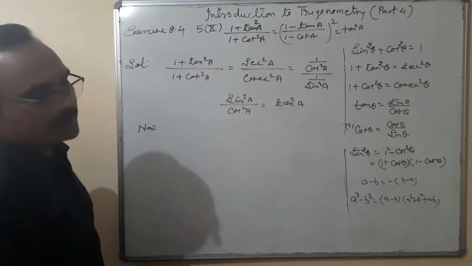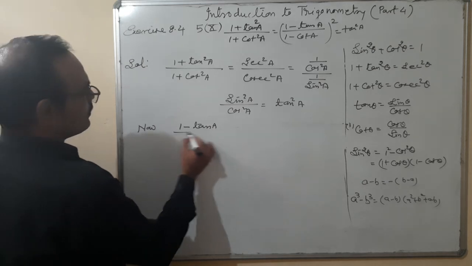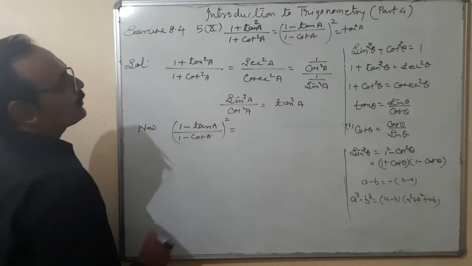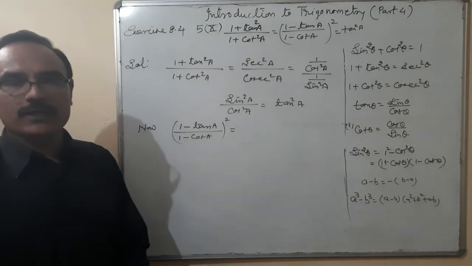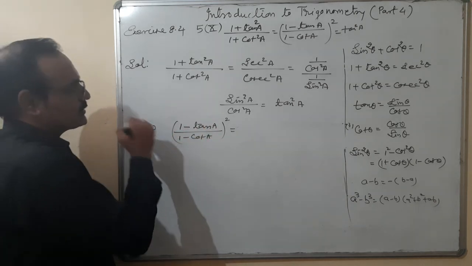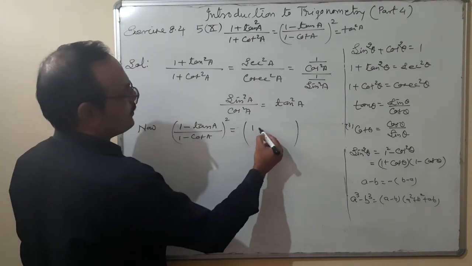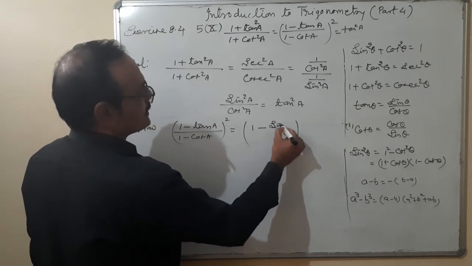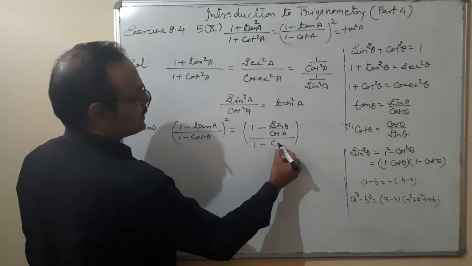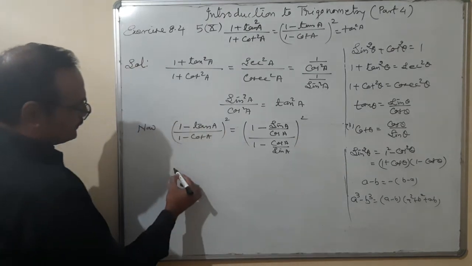Now I am taking this middle term, 1 minus tan A upon 1 minus cot A whole square. Okay. A minus B whole square. First of all, tan is to be converted into the form of sine upon cos: 1 minus sine A upon cos A, upon 1 minus cos A upon sine A. Okay? And then it is a whole square.